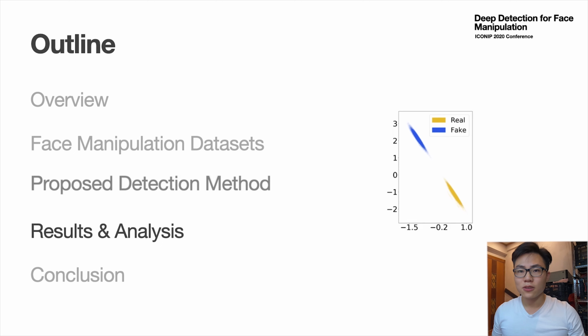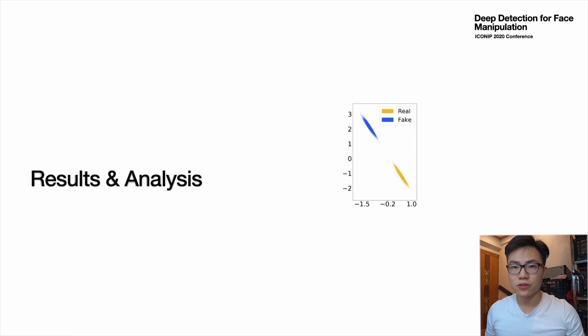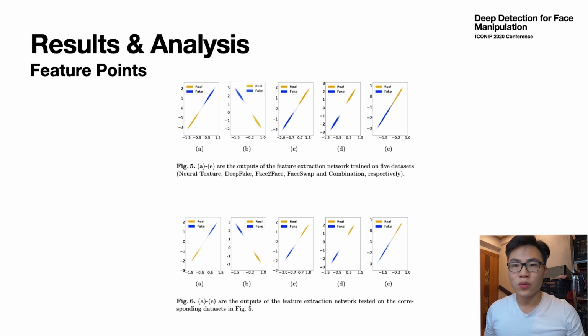So now let's take a look at the results. The first one is going to be the feature points. Here, we only show the results of different methods: neural texture, deepfake, face-to-face, face swap, and also the combination of them in FaceForensics++. The top and bottom ones are the feature points of the train set and test set respectively. We can observe that the feature points in each figure are separated, forming two distinguishable clusters.